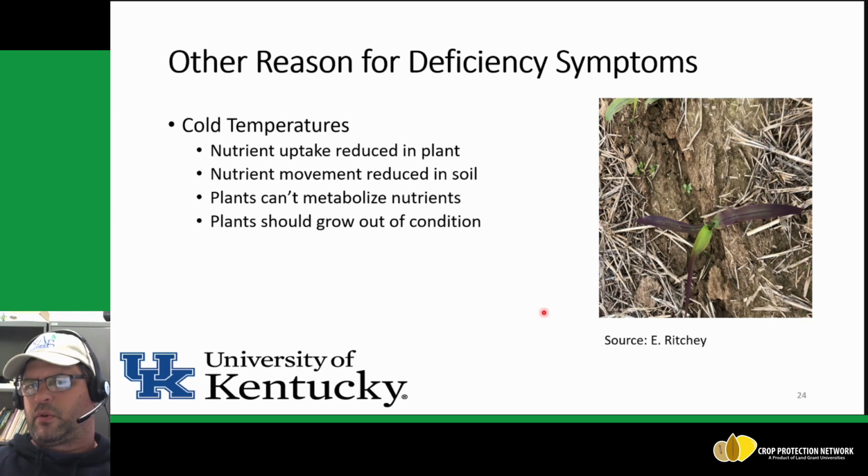The cold temperature, we have several things working against it. Nutrient uptake is reduced by the plant. Nutrient movement in the soil is reduced. Typically, the colder the soil, the less diffusion, the less movement you will have of the nutrients in the soil. The plants, if they can take them up, might not be able to metabolize those nutrients. But most of the time, when you see something like this, cold injury, the plant should grow out of it when it warms up.